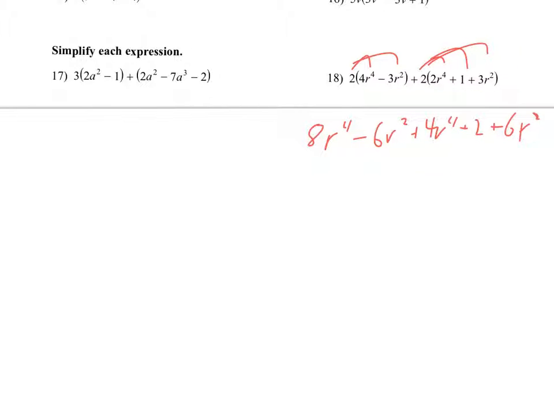And then we'll go ahead and combine like terms here. So I have 12r to the fourth. And my r squareds, you can see here, they have a positive and a negative, so they add up to 0. They cancel out. And then I just have a plus 2.